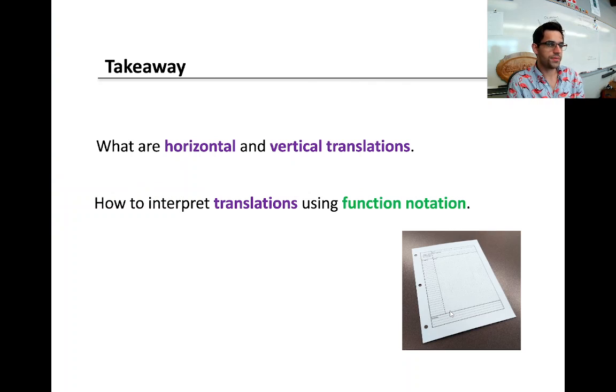All right, takeaways. We now know what a horizontal and vertical translation, what they each are, and we're building our skills in reading function notation, and we now know how to interpret translations using function notation.